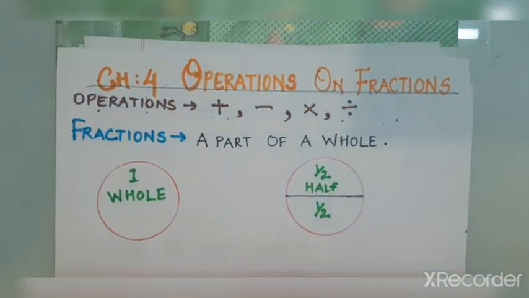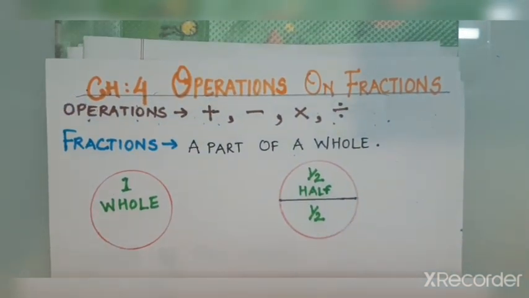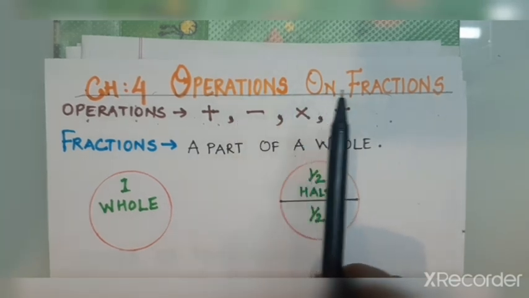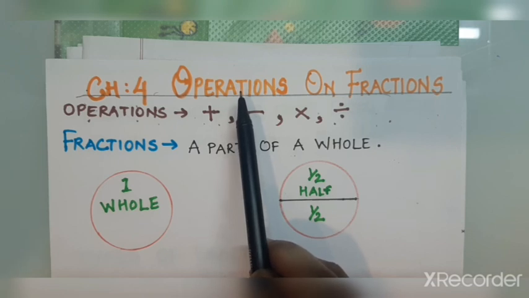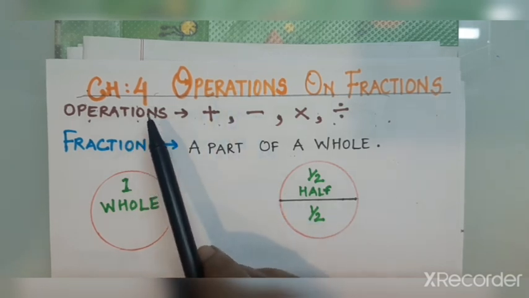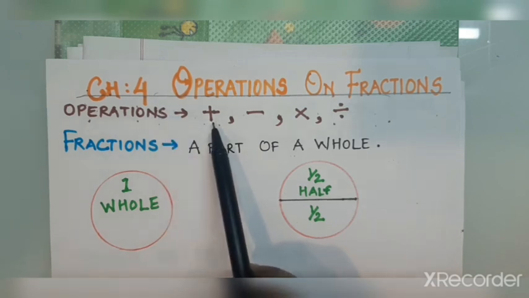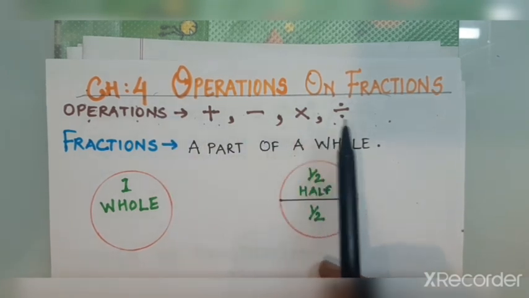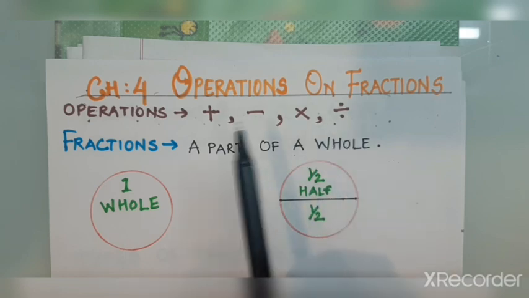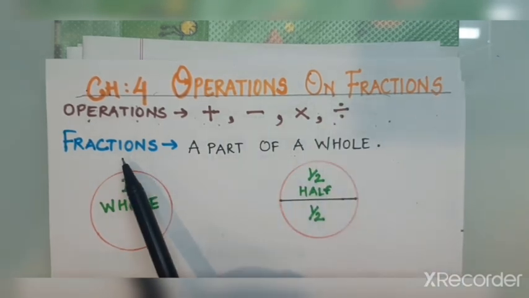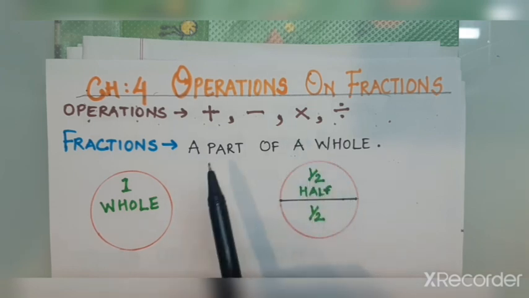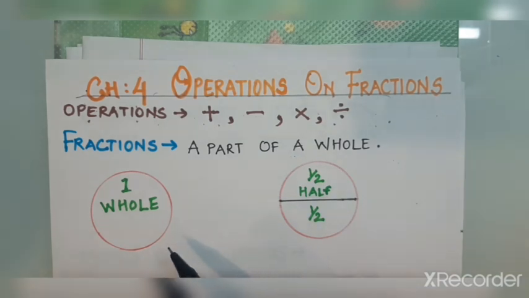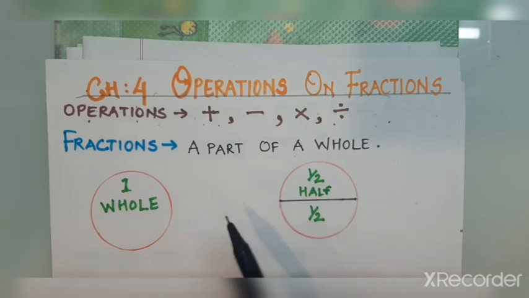Now my dear students, operations on fractions, these two words, operations and fractions. What are operations in mathematics? The basic operations in mathematics are addition, subtraction, multiplication and division. Now what are fractions? Fractions are a part of a whole. So when we are talking about a part of a whole thing, it is a fraction. Now what is a whole thing?